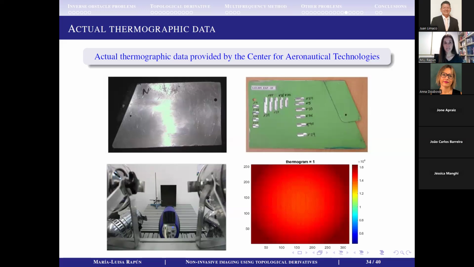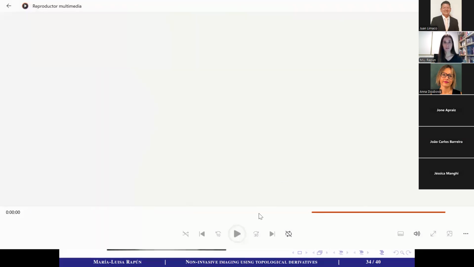And for doing so, in this Center for Aeronautical Technologies, they performed some experiments where they locate here the plate, they heat the plate with these lamps, and then they capture some sequence of thermograms with the thermal camera. And the data they provided us was a sequence of thermograms. So I'm going to show you the movie they provided.